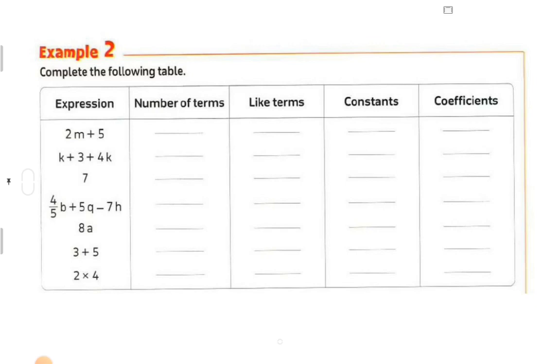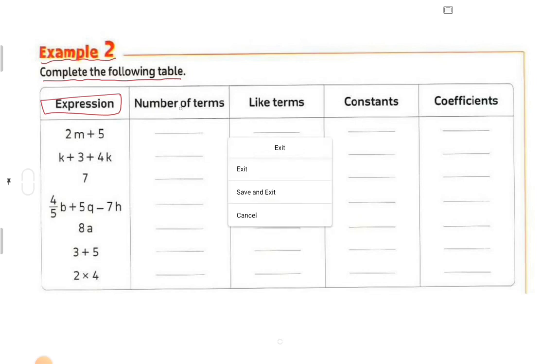Next, example number 2. Complete the following table. We have here some expressions like 2m plus 5. I need to know first what's the number of terms. The terms are separated by plus or minus. Here we have plus. So I have here one term and two terms. I count them, 1, 2, and write here 2.